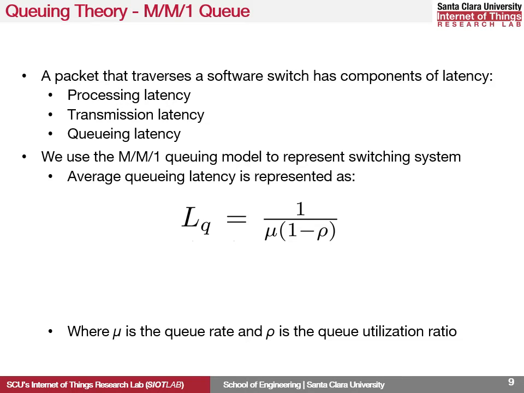In an M/M/1 queuing system, the average wait time of a packet in the queue is represented by this equation, where mu (μ) is the queue rate and rho (ρ) is the queue utilization ratio. The issue now at hand is filling in the variables of mu and rho with the correct values, which is the tricky part of latency prediction in a bandwidth-sliced system.